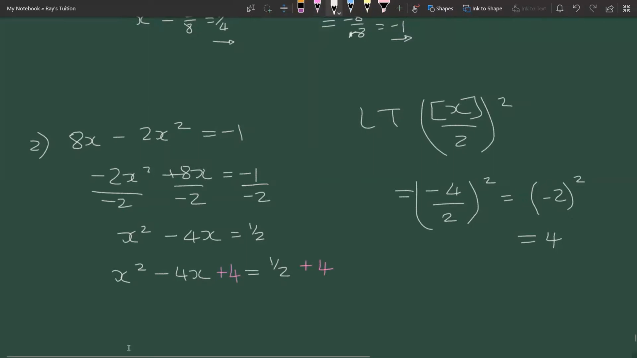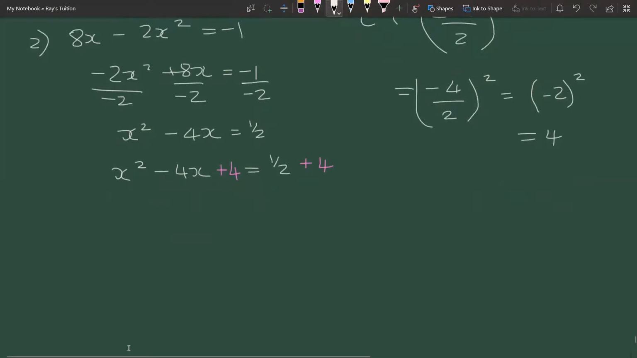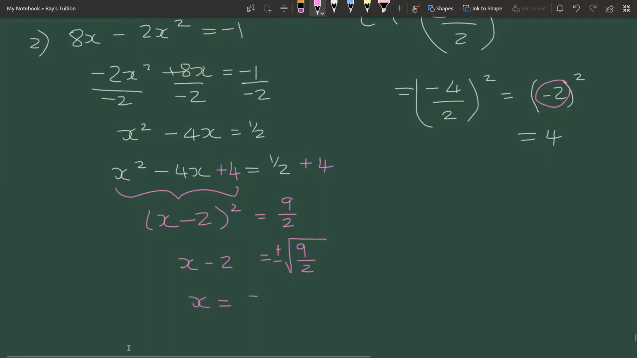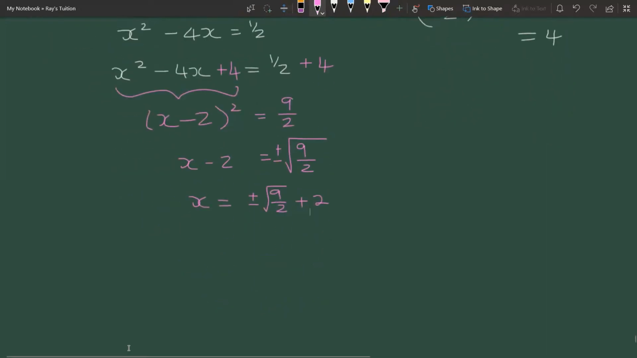Then what we can do is factorize this into its perfect square. So remember, before you squared it, that's the term. So x minus 2 squared is equal to 1/2 plus 4, so let's say 9/2. Then we're going to square root both sides. So x minus 2 is equal to plus or minus the square root of 9/2, because remember we're going to get plus or minus. And finally, we're going to take the 2 over, so it's going to be plus or minus root 9/2 plus 2. So we're going to get two solutions.